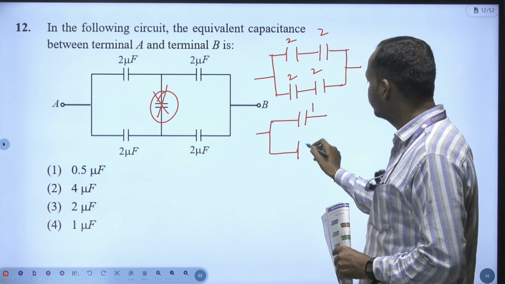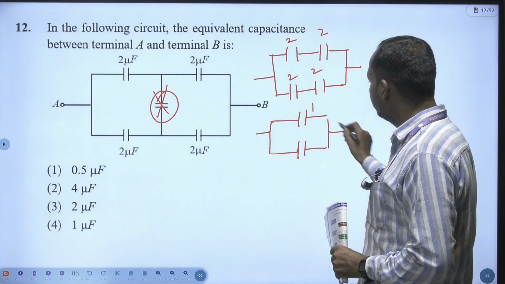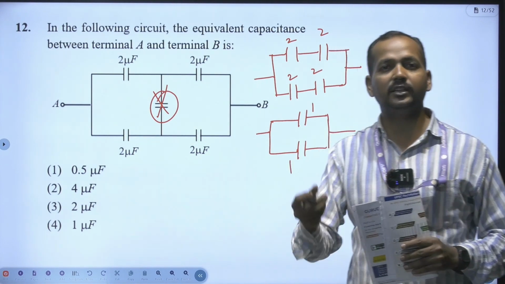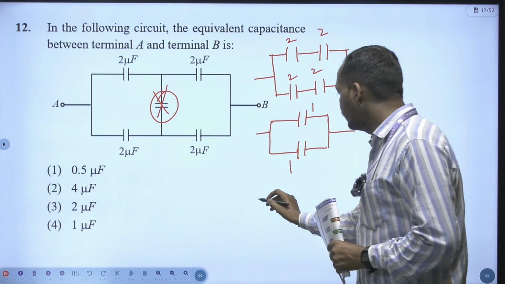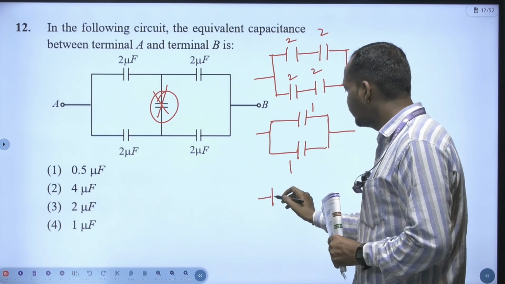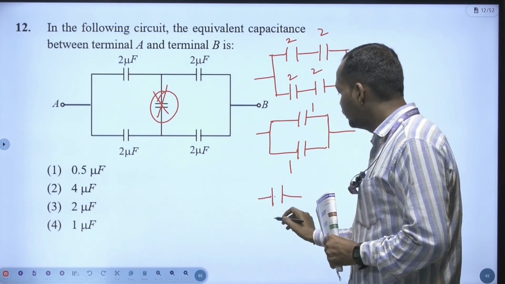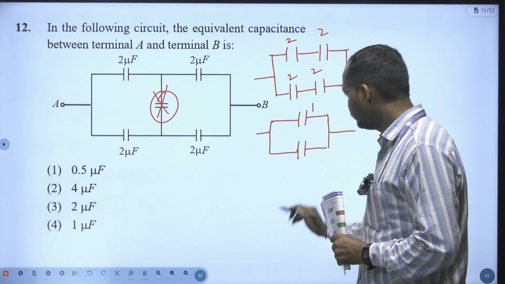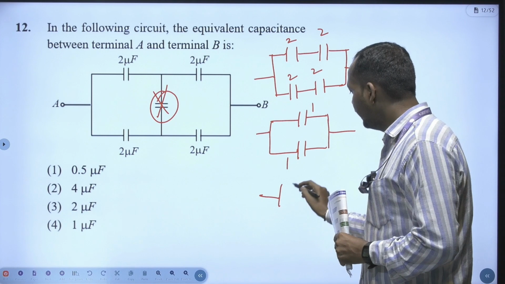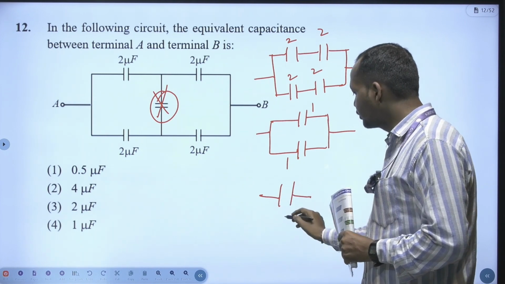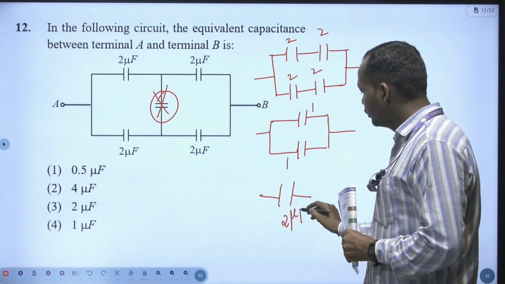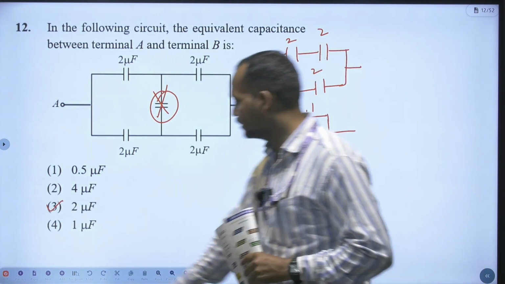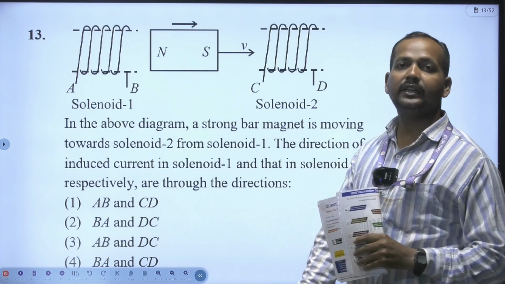And here it is also 1. And these two are in parallel. For parallel, it is just addition, C equal to C1 plus C2. Therefore, the net capacitance is 1 plus 1, 2 microfarad. So the answer is 2 microfarad. Okay guys? Yes. Next, 13th one.